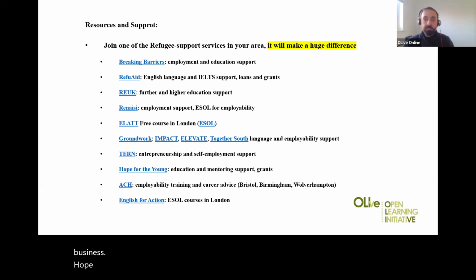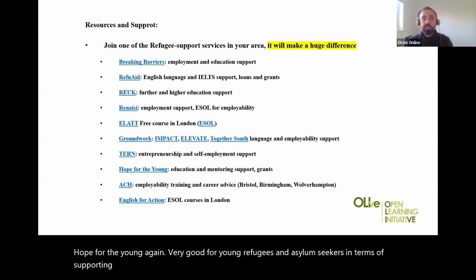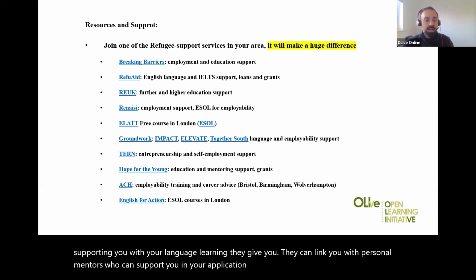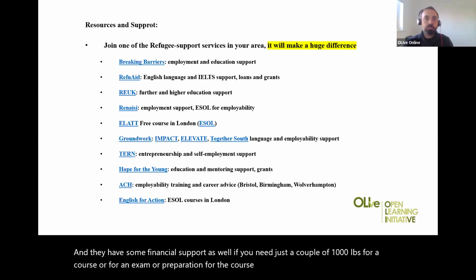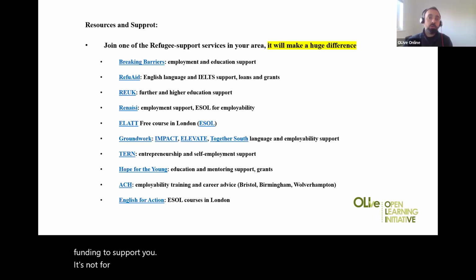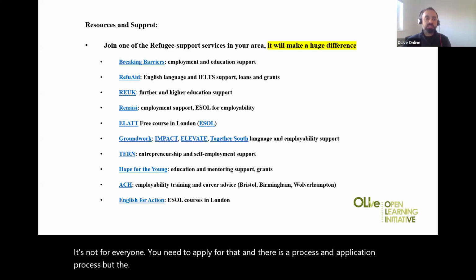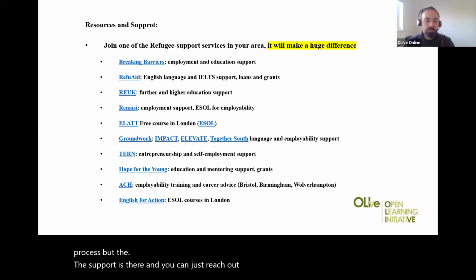Hope for the Young, again, very good for young refugees and asylum seekers in terms of supporting you with your language learning. They can link you with personal mentors who can support you in your application process. And they have some financial support as well. If you need just a couple of £1,000 for a course or for an exam or preparation for a course, they have some grants and some funding to support you. It's not for everyone. You need to apply for that, and there is an application process, but the support is there, and you can just reach out for more information.